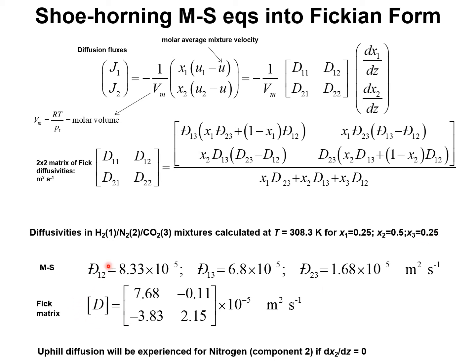From the kinetic gas theory, the Maxwell-Stefan pair diffusivities can be calculated as 8.33 10⁻⁵ for the 1,2 pair, which is hydrogen-nitrogen. This is for the hydrogen-carbon dioxide pair, and this is for the nitrogen-carbon dioxide pair. We note that these diffusivity values are significantly higher than the diffusivity for the nitrogen CO2 pair because hydrogen is the smallest of the three guest molecules.